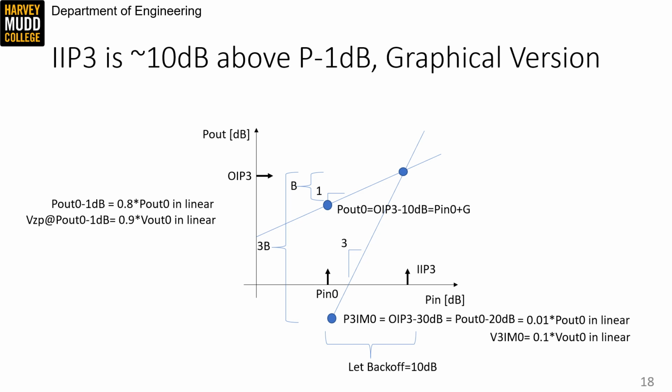We follow that up by figuring out how big 1 dB is. Reducing P out 0 by 1 dB is the same as multiplying it by 0.8. If we convert that into the corresponding 0 to peak voltages, we see that it's the same as reducing the 0 to peak input to 90% of its initial value.